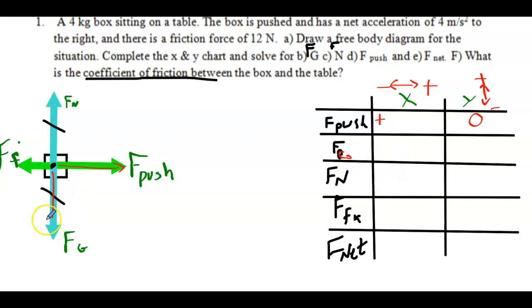Gravity is trying to pull down, so it's 0 in the x, it doesn't go left or right, it just goes down, so that's negative there. Normal force is only going up, so it's 0 in the x and positive in the y. And the friction force is going to the left, so it's negative in the x, and it's not going left or right, so it's 0 in the y.